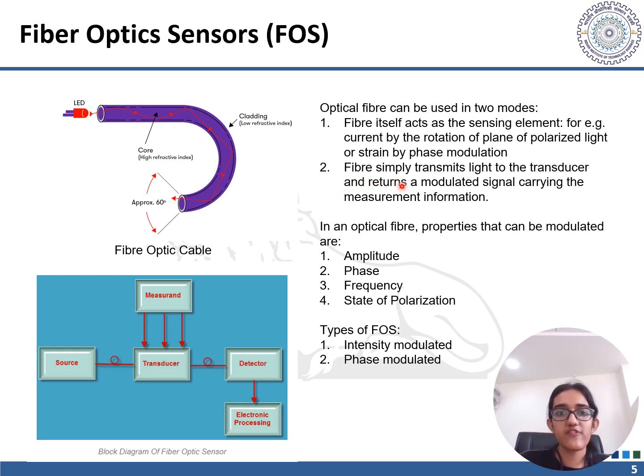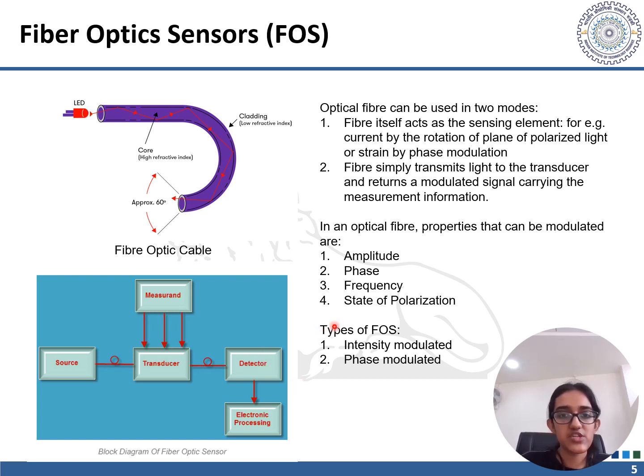Second is where the fiber is simply used to transmit the light to the transducer, and it returns a modulated signal which is carrying the measurement information. Here you can see a block diagram of the fiber optic sensor where you have a source, which is usually an optical source, so it can be an LED or a laser. Then you have a transducer, which responds to the measurement, that is, the change in environment that you want to measure. This converts it into a signal, say an electrical signal, which gets transmitted to the detector.